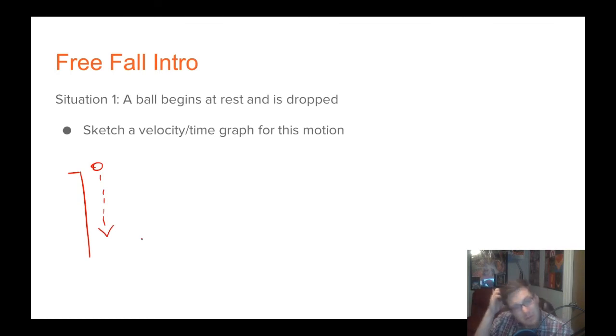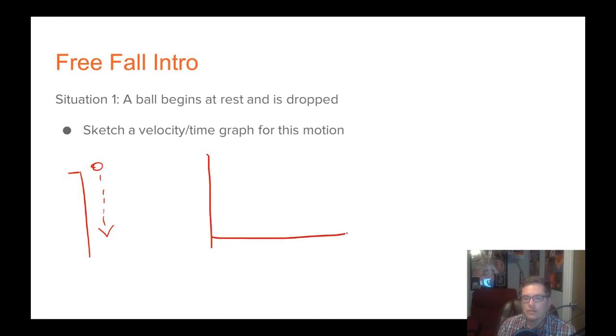And so we need to come up with a velocity time graph for this. So let's go ahead and graph this here. We've got velocity over here. We've got time down here.